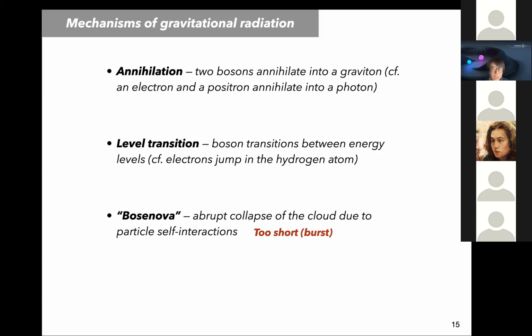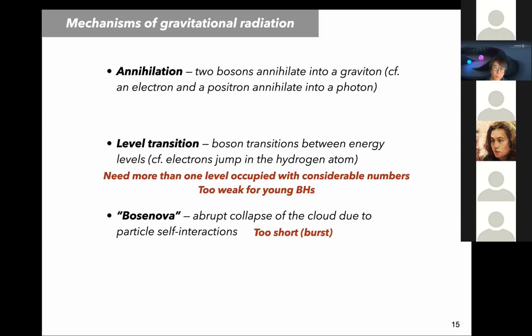It's very hard to model. And it also requires quite a strong particle interaction. For some instances, we don't even expect that to happen, like for the QCD axion, that's probably not the case. And for level transition, that requires more than one level to be occupied with a considerable number of particles so that the signal would be richer and at an observable level. But that could take thousands of years to get there after the birth of a black hole, so that would be too weak for young black holes. On the other hand, the duration of such a signal is generally short, so it's also very difficult to look for these signals from older systems.